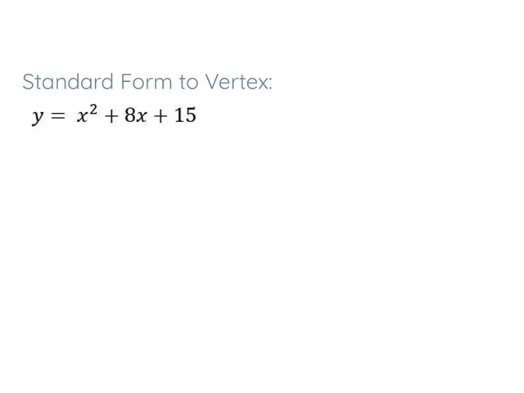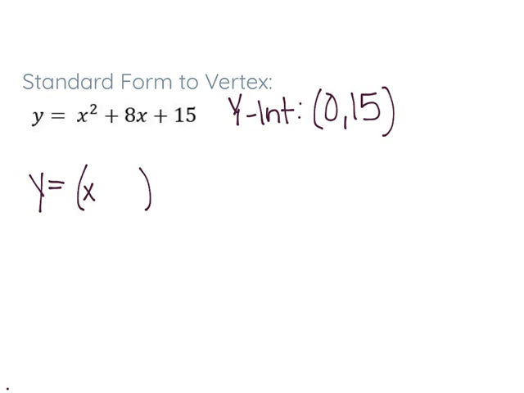So this is our standard form right here. Remember, standard form tells us our y-intercept. So in this case, it's going to be 0, 15. So when we go to vertex form, remember we wanted to take the format of y equals some a value, parentheses x, some h value, so this is our a, our h, and then some k value. So it always kind of takes this format.